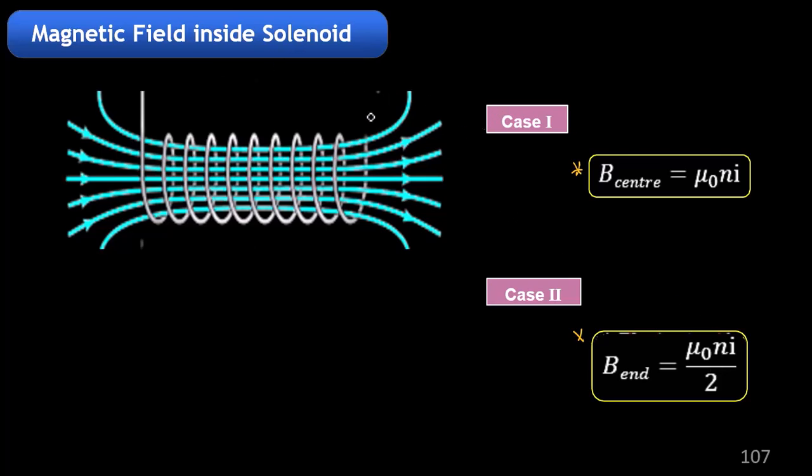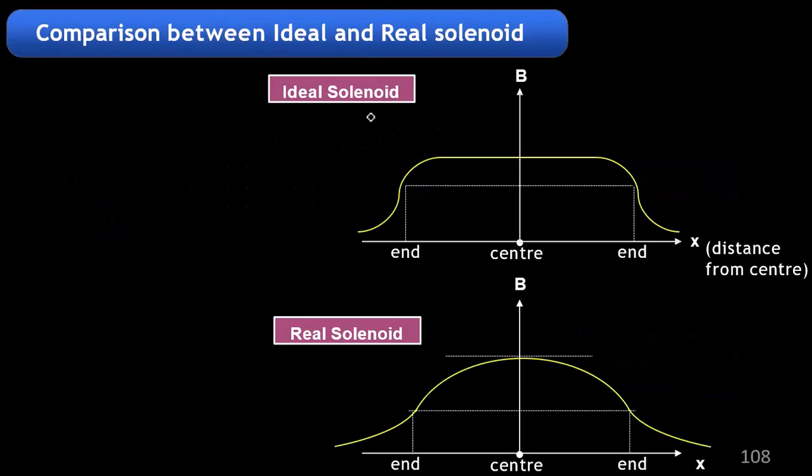For a non-ideal solenoid, there is a slight variation, so the plotting is somewhat different. For the ideal solenoid, at the end point the value is equal to mu naught n i by 2, and there is a small region between these where there is a variation. After that, once I look at a point just inside the solenoid, the magnetic field becomes constant, equal to mu naught n i. So there is a small variation of the magnetic field at the edge, but that is not the case for the real solenoid.